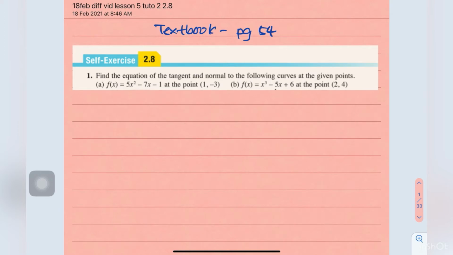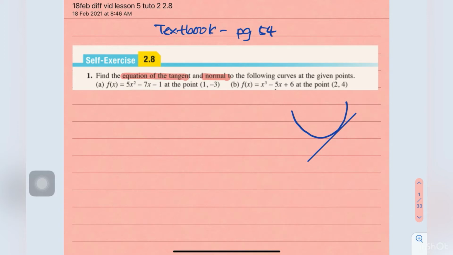Question number 1: find the equation of the tangent and normal to the following curves at the given point. The clue is equation of tangent and equation of normal, and this is our objective. If we have a curve, a tangent is a straight line that touches the curve at one point.